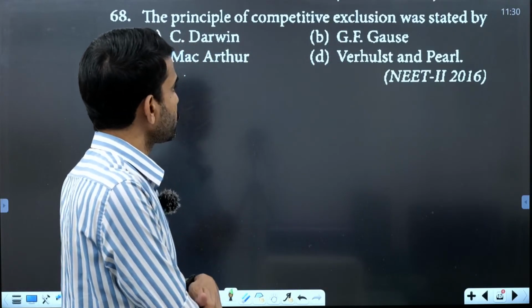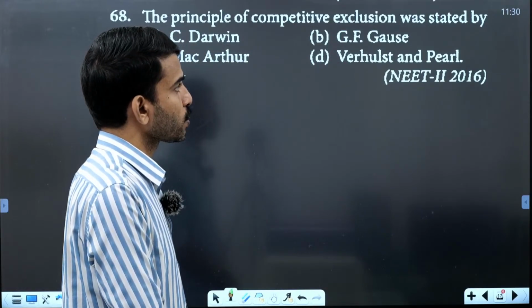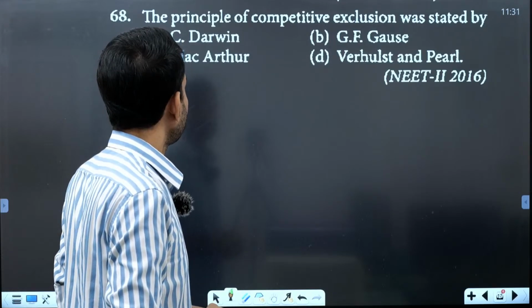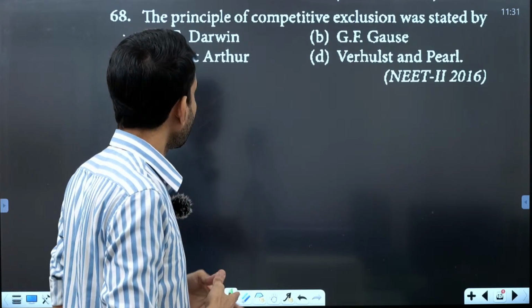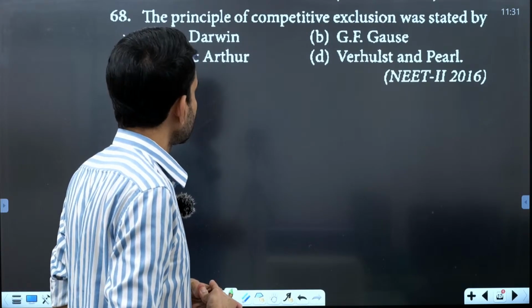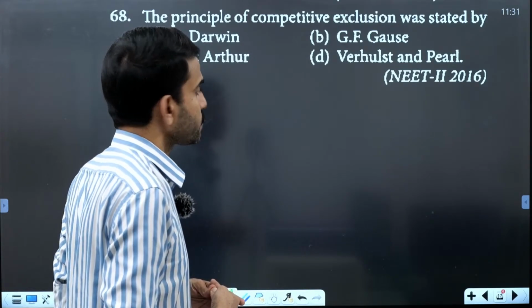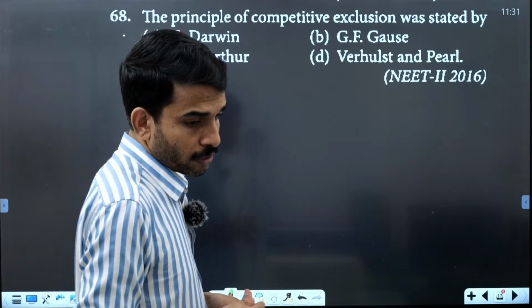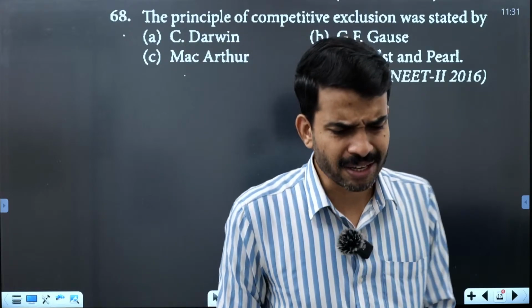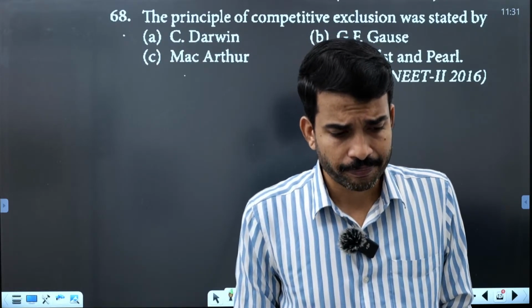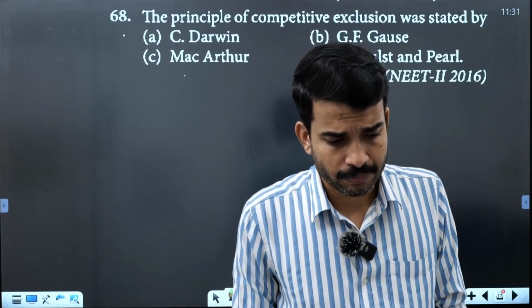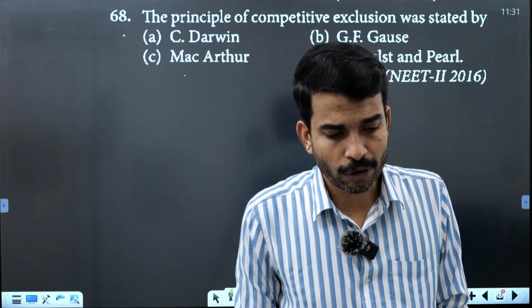Next one, the principle of competitive exclusion was stated by. We have A, C. Darwin, B, G. F. Gause, C, MacArthur, and D, Verhulst and Pearl. Exclusion principle. Very easy it is. Very easy. You can guess it. All of you can guess.